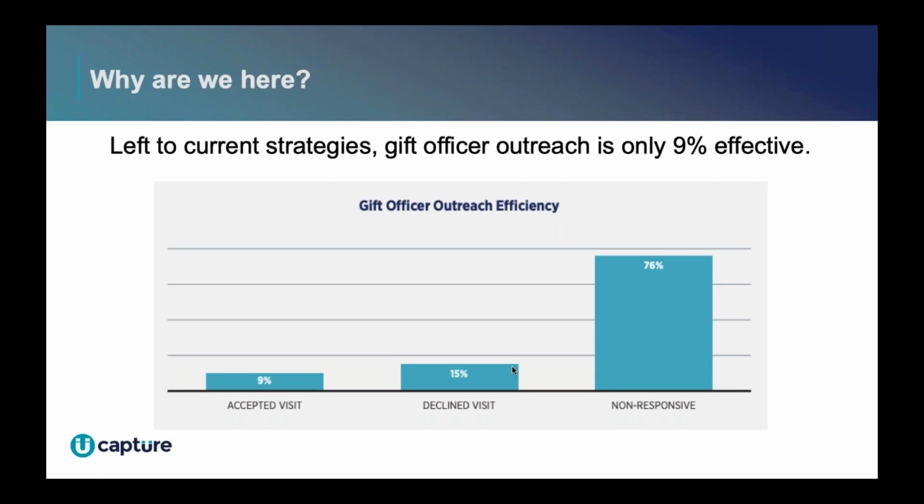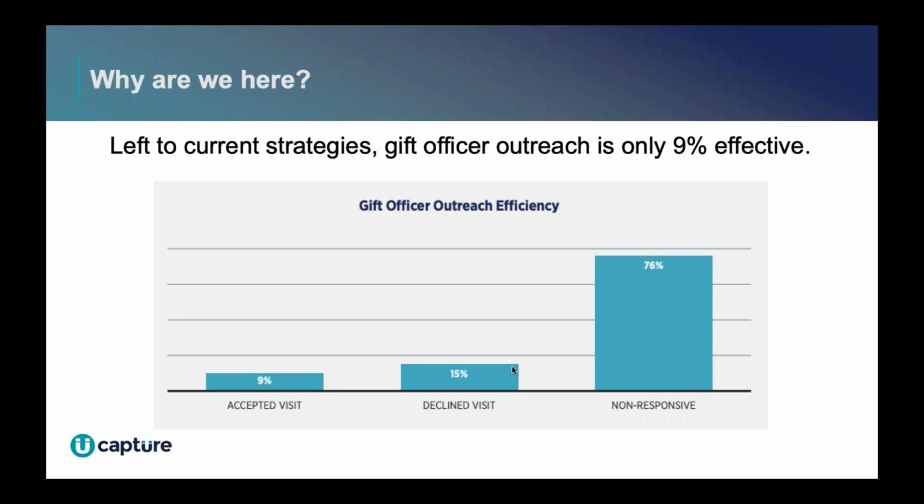I'll take a minute to walk you through the chart on the screen. On the far right of the chart is the 76% of alumni outreach that goes to alumni who never respond to that outreach. In the middle is the 15% of alumni outreach aimed towards alumni who do answer the phone or respond to an email, but then decline a visit from a gift officer. On the far left, you'll see the 9% of alumni who do actually accept a visit when contacted by a gift officer.